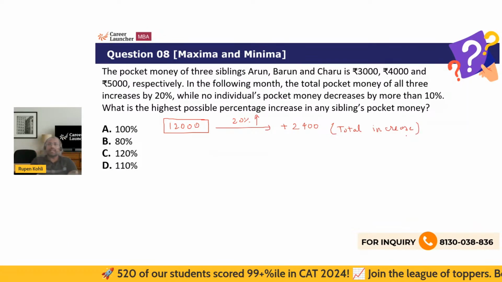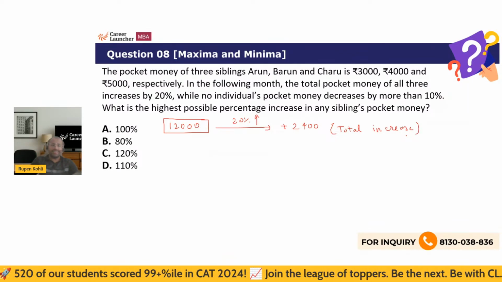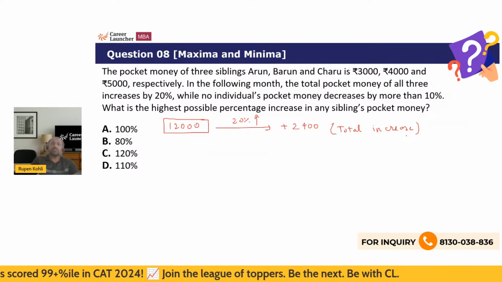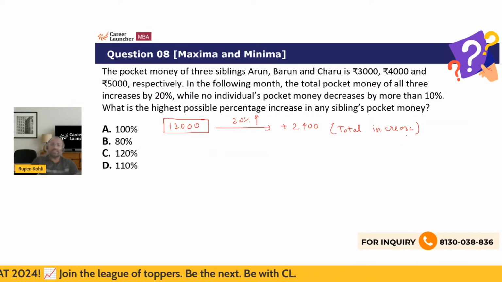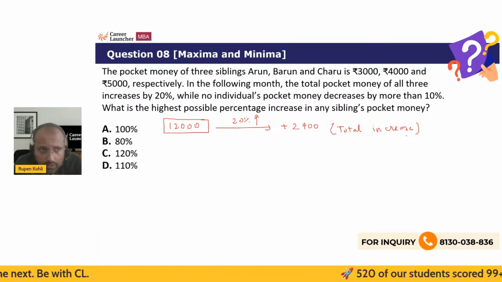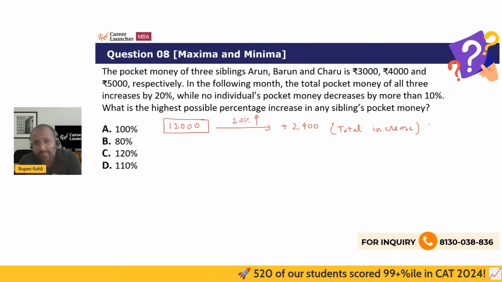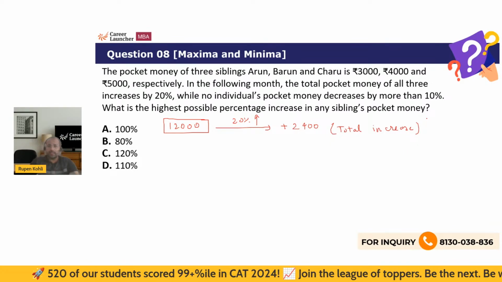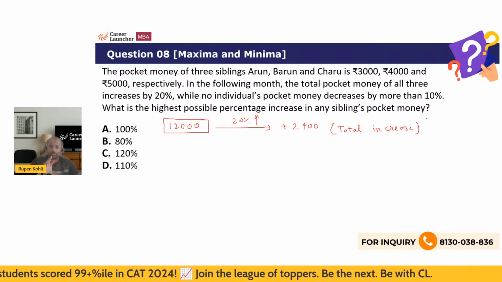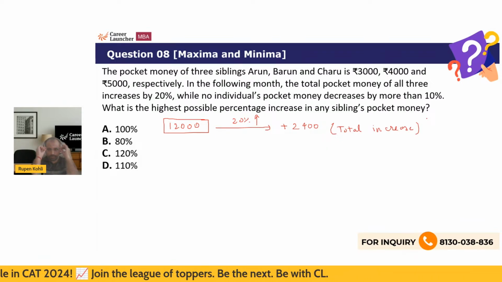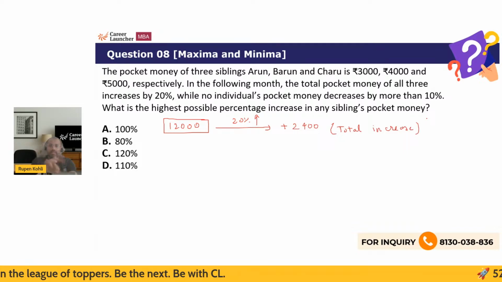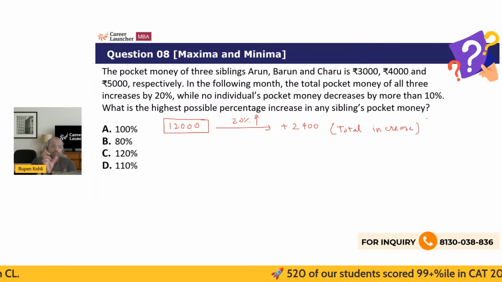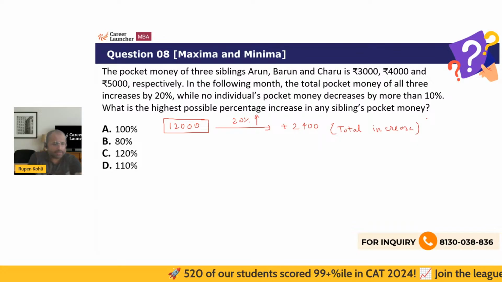So we have to decide how much of an increase to allocate to each of the children such that one of the children has the highest possible percentage increase in its value. So the point is, this is a question of maxima minima, in which you have to decide which child we should decide to have the highest possible percentage growth in the pocket money. So which child will you decide? There's a very subtle logic over here.